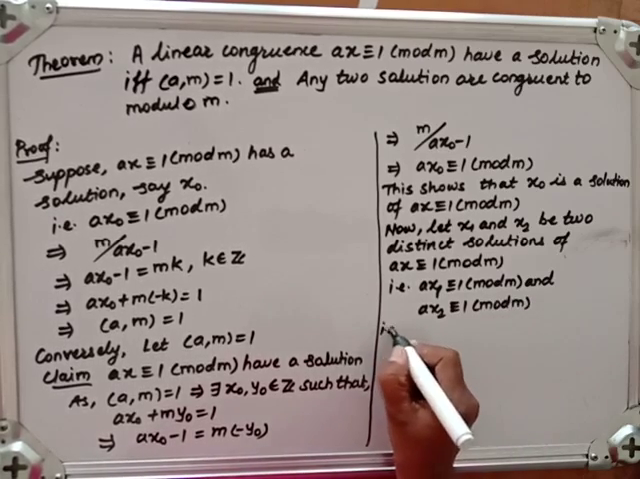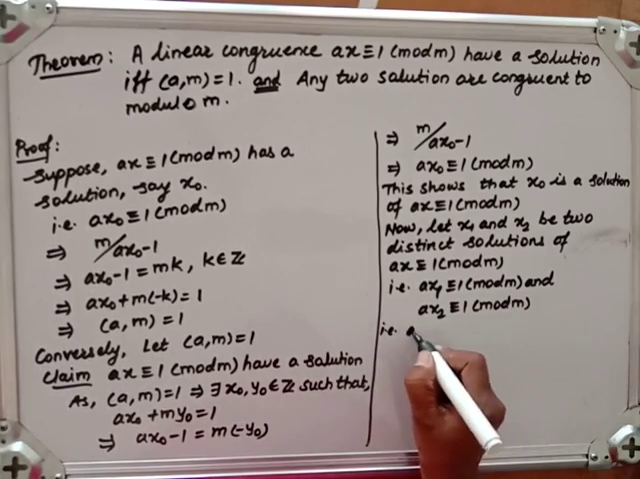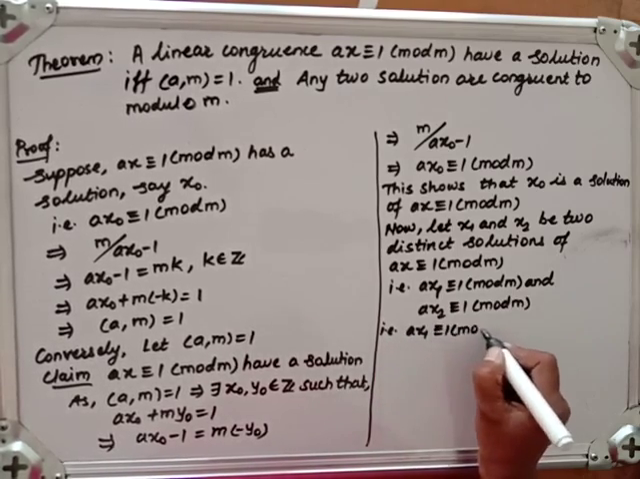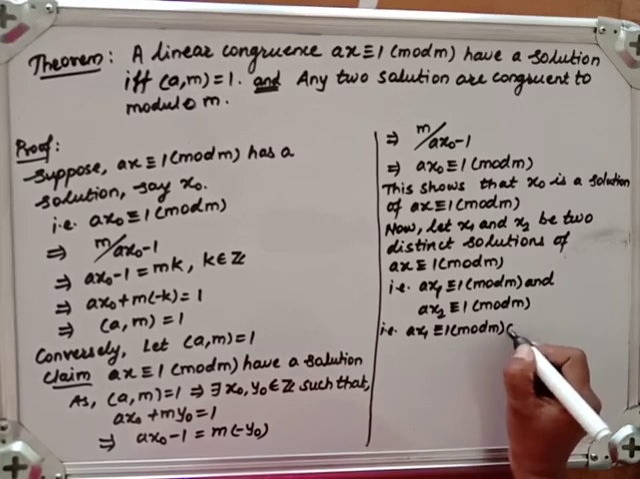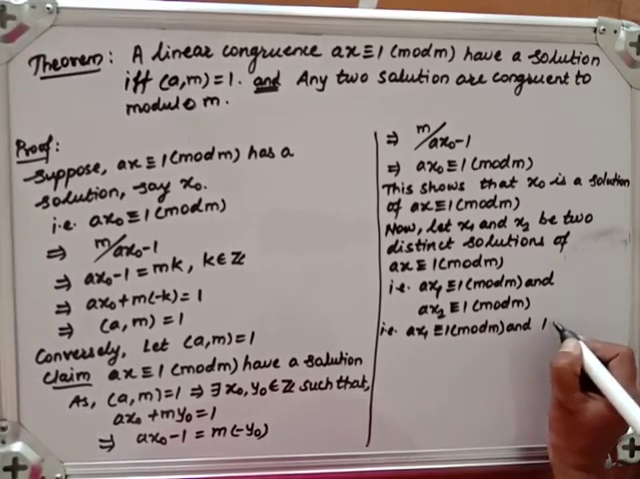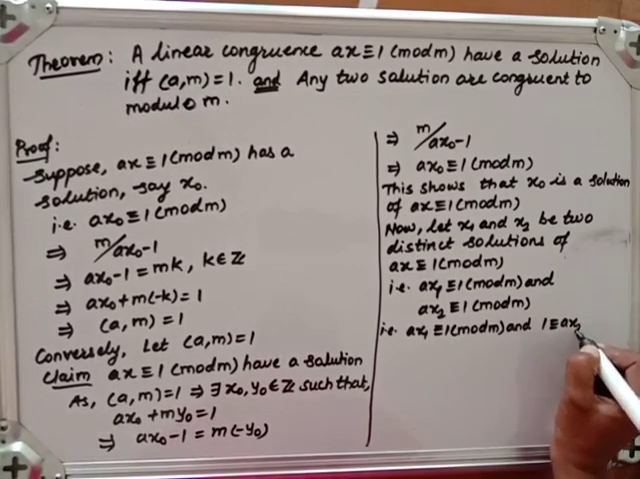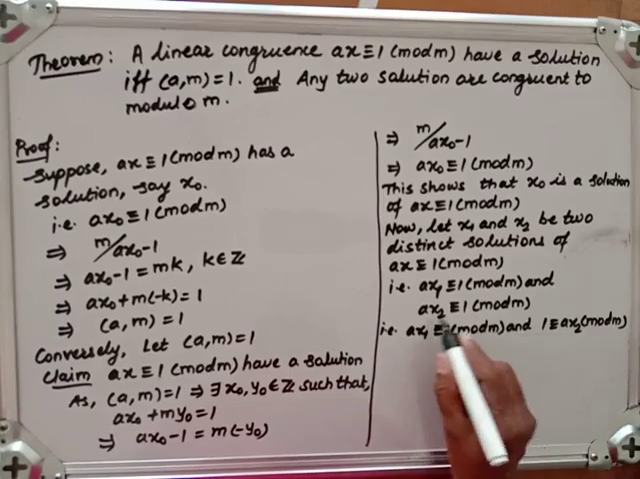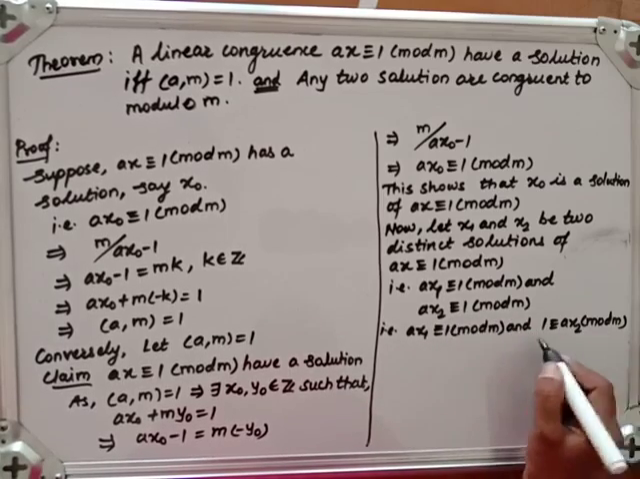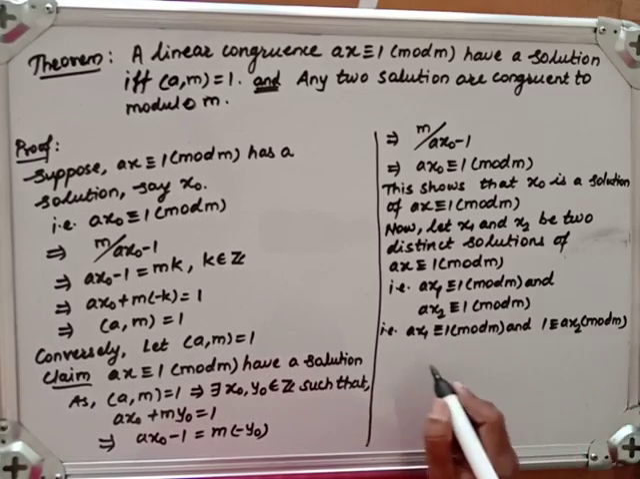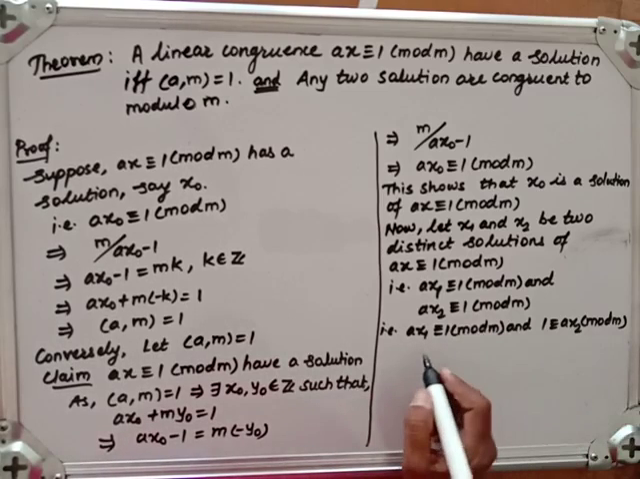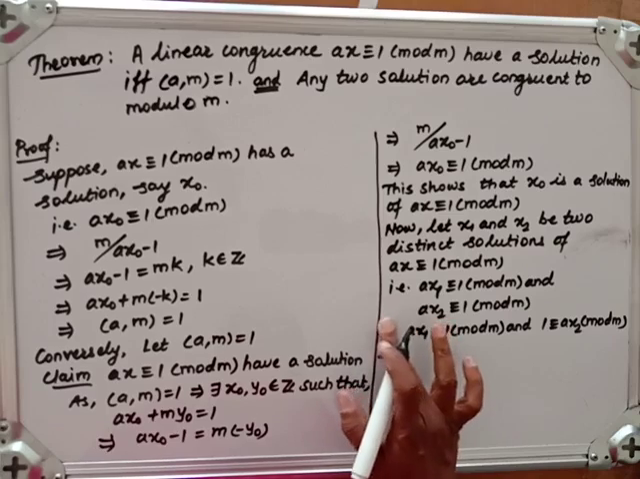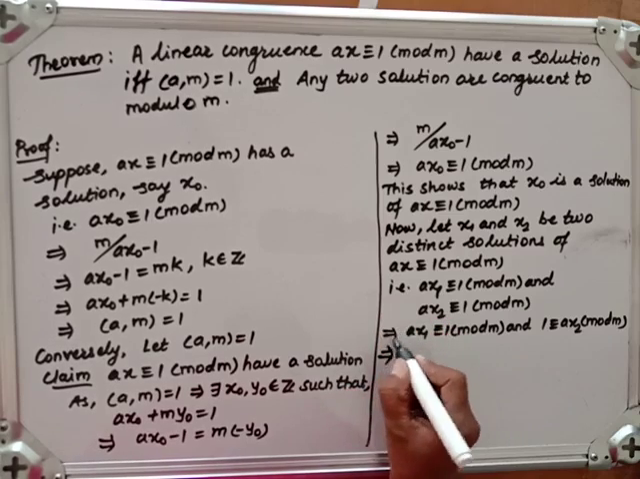That is the same as saying Ax1 congruent to 1 modulo m and 1 congruent to Ax2 modulo m. Why? A congruent to B modulo m, so B is also congruent to A modulo m. Using that property of congruence, we have written this. Now, from this we will get the transitivity.